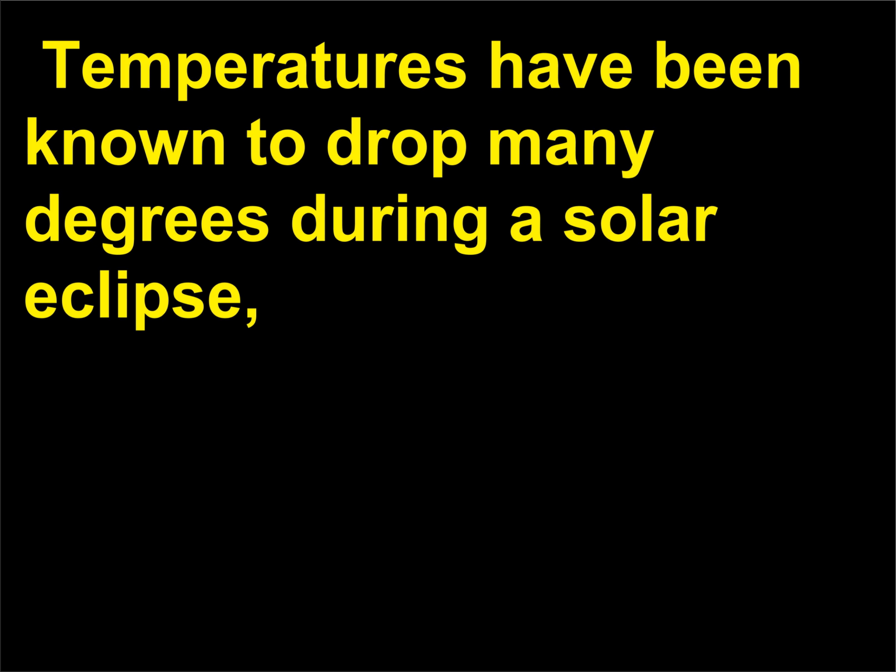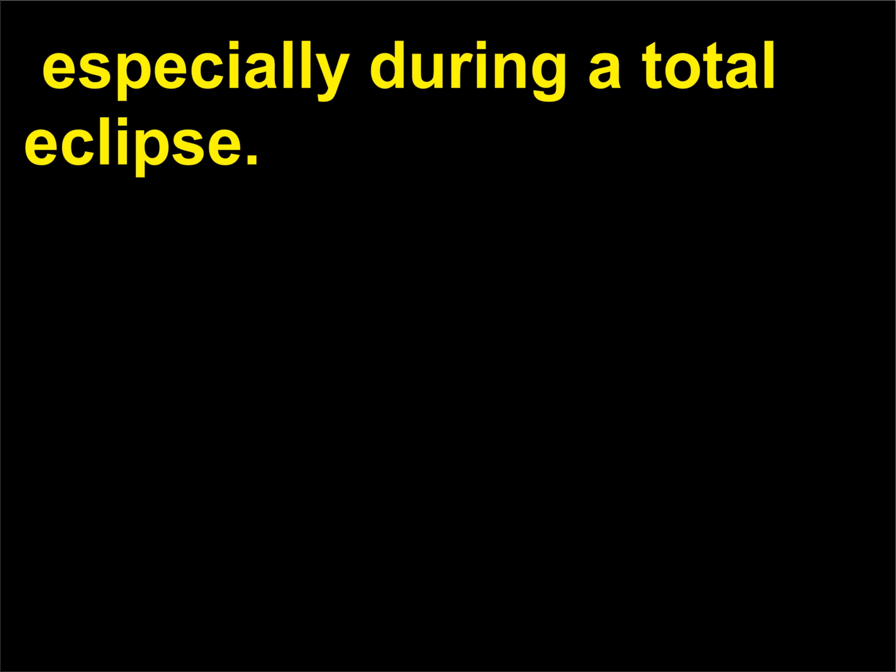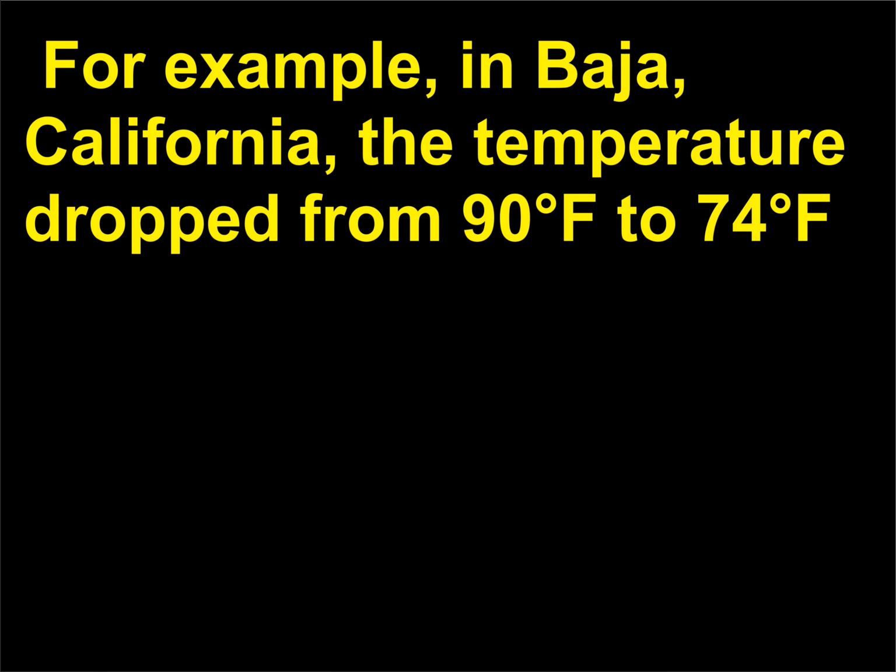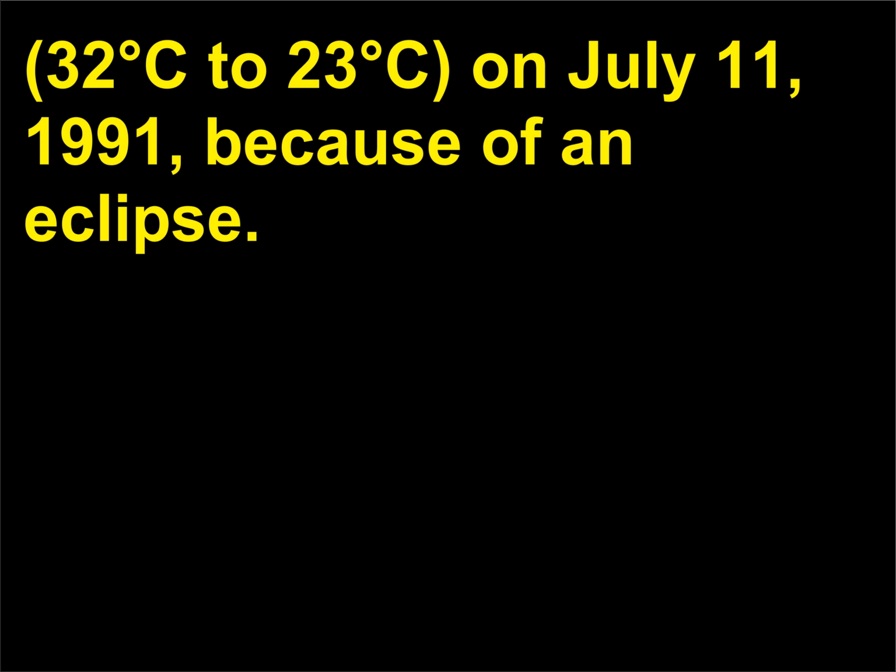Temperatures have been known to drop many degrees during a solar eclipse, especially during a total eclipse. For example, in Baja, California, the temperature dropped from 90 degrees Fahrenheit to 74 degrees Fahrenheit, 32 degrees Celsius to 23 degrees Celsius, on July 11, 1991, because of an eclipse.